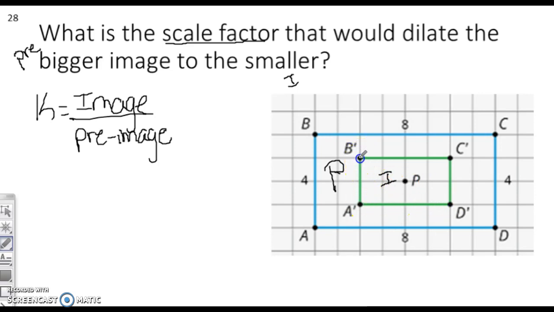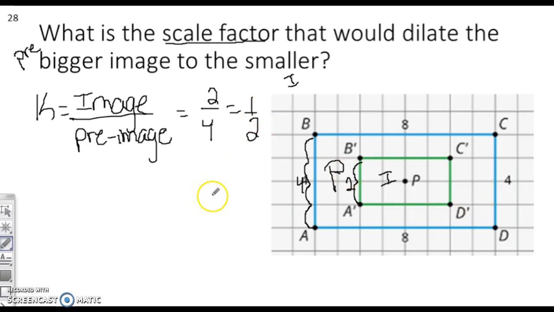I'm going to go ahead and find the length from A to B. I'm just going to count. That's 2 units long. And then I need to find the corresponding side length on the other one. So again, I'm going to go A to B, and that's 4 units long. So my image was 2, my pre-image was 4, and if I reduce that, I get 1/2. So my scale factor here is 1/2.